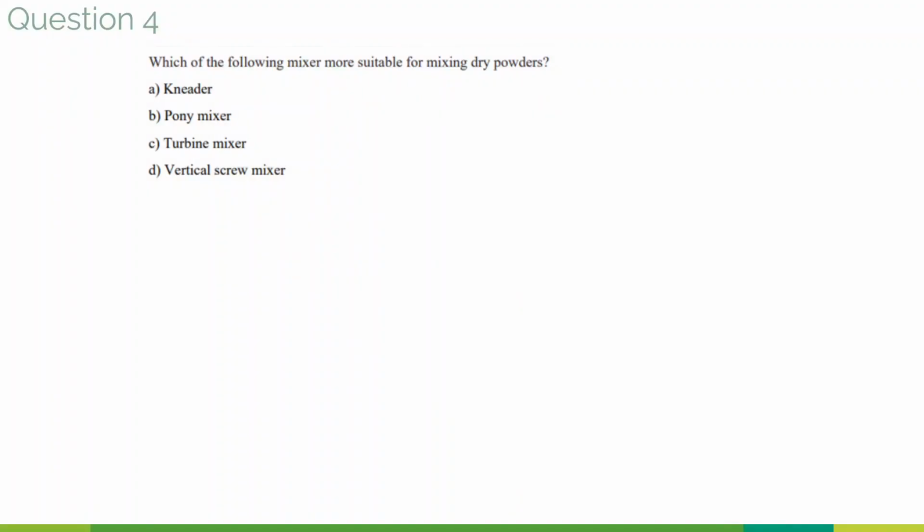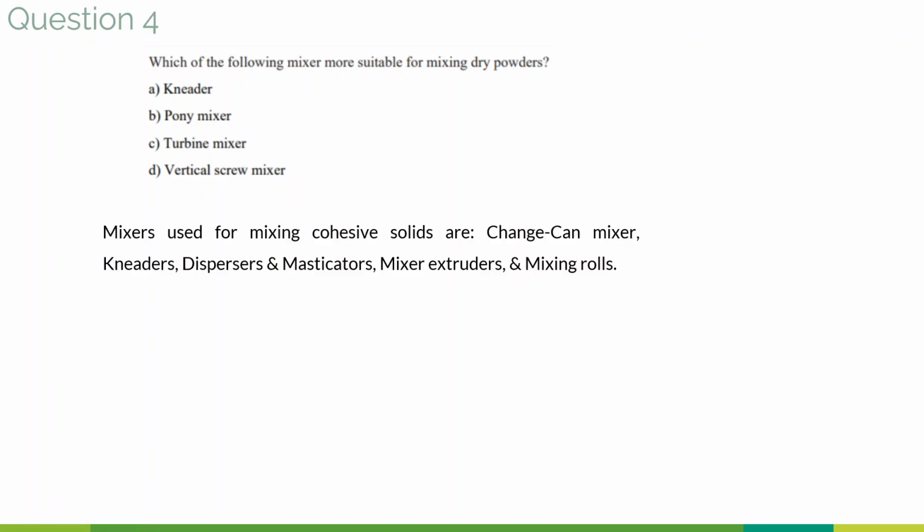So question 4, again, is where you have to relate a certain kind of mixer to its application. These are pretty recurring questions. Which of the following mixers is more suitable for mixing dry powders? You have 4 different kinds of mixers given: A, kneader; B, pony mixer; C, turbine mixer; and D, vertical screw mixer. We'll go one by one.